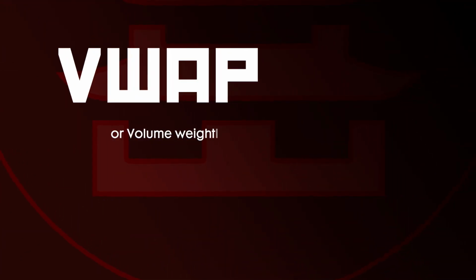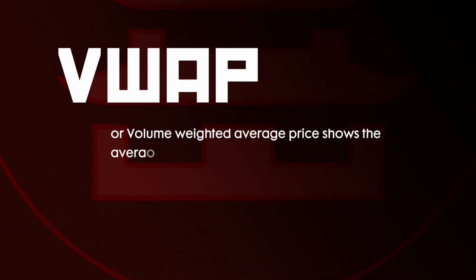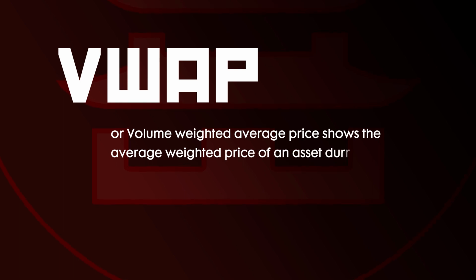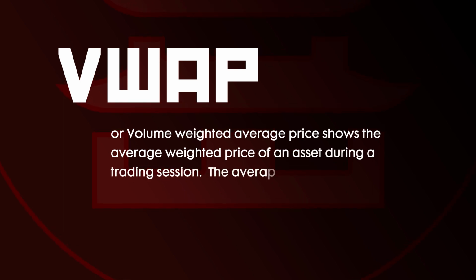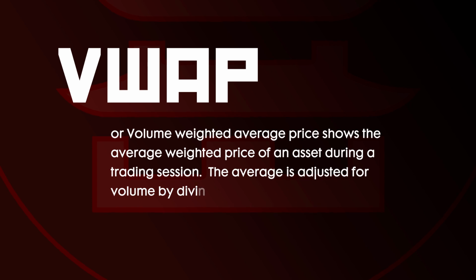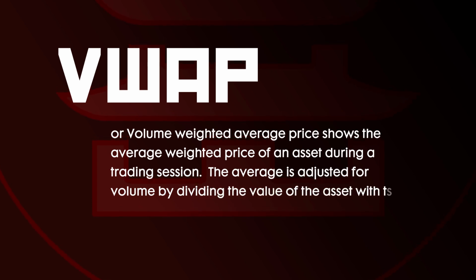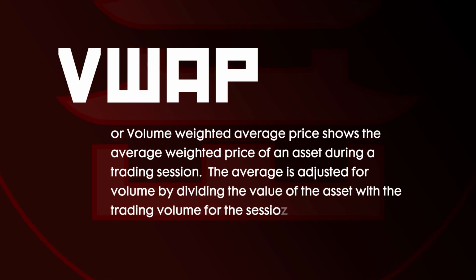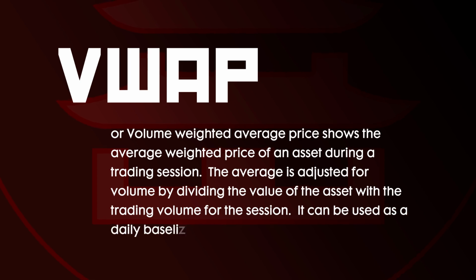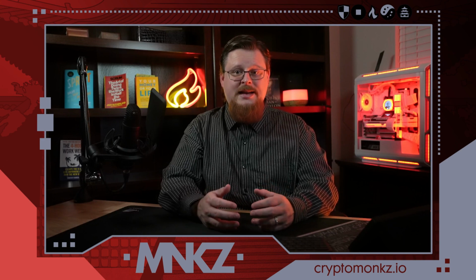The VWAP, or volume weighted average price, shows the average weighted price of an asset during a trading session. The average is adjusted for volume by dividing the value of the asset with the trading volume for the session. It can be used as a daily baseline for an asset's price. Generally, traders will use the average to gauge strength and interest in an asset and try to target entry points below the VWAP.